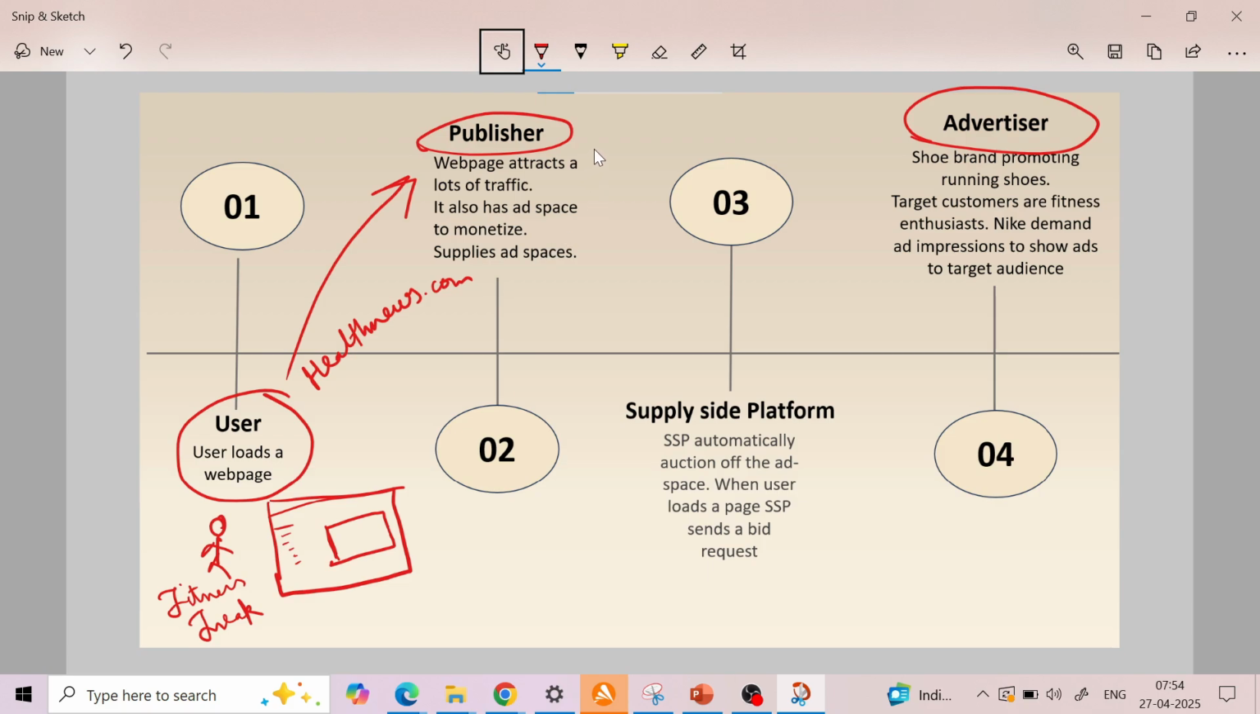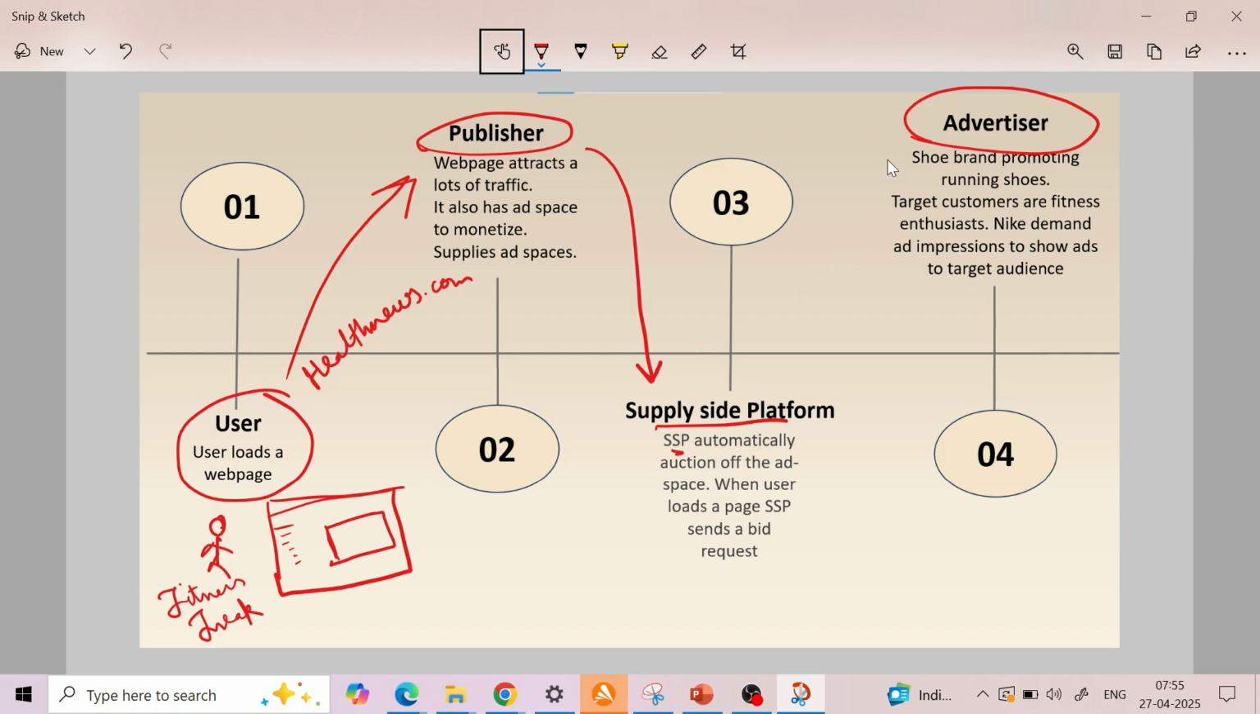Now the publisher reaches out to a platform, say a supply side platform, or SSP in short. The SSP automatically auctions off the ad space. Whenever a user loads a web page, the SSP sends a bid request. Basically, the publisher uses a supply side platform to manage their ad space.